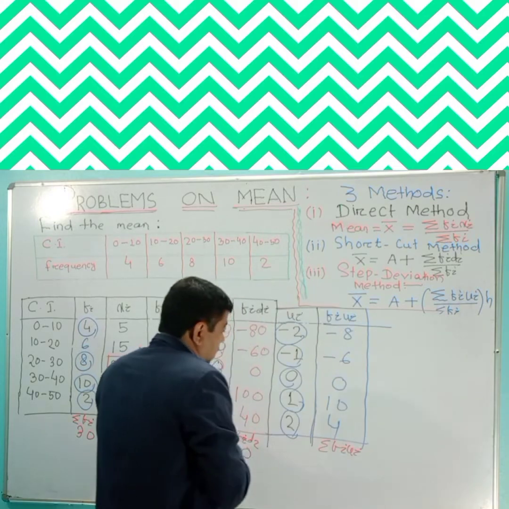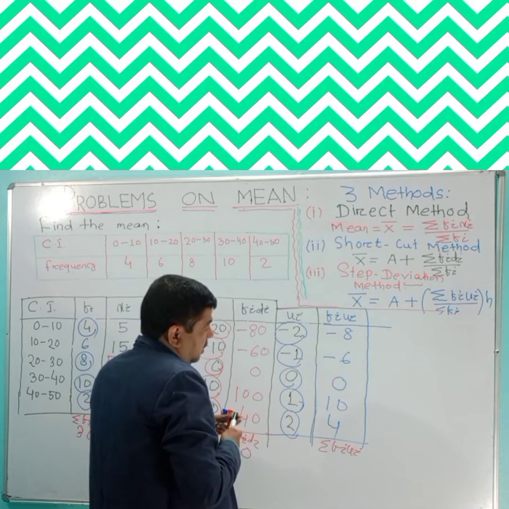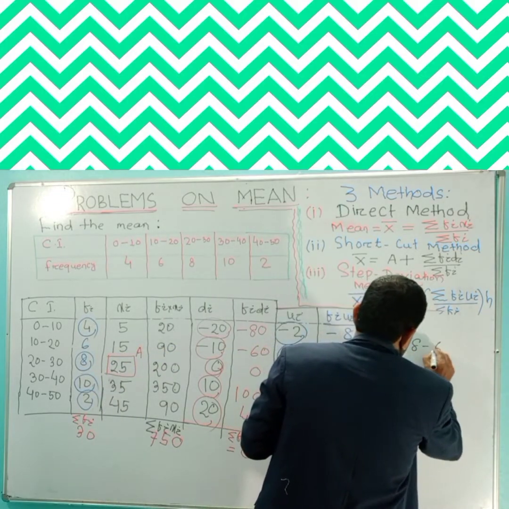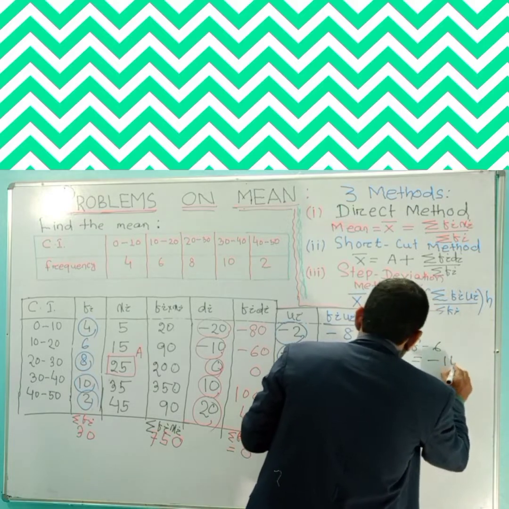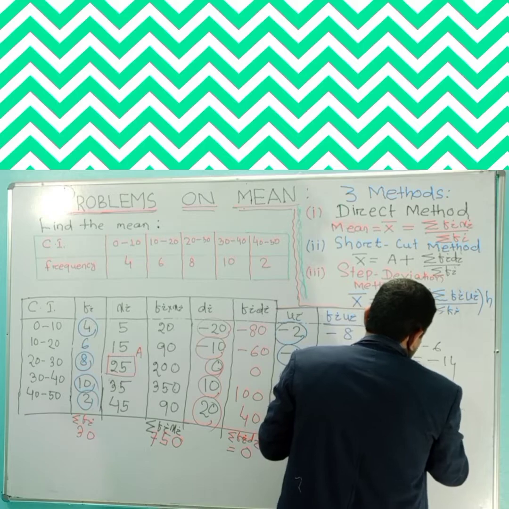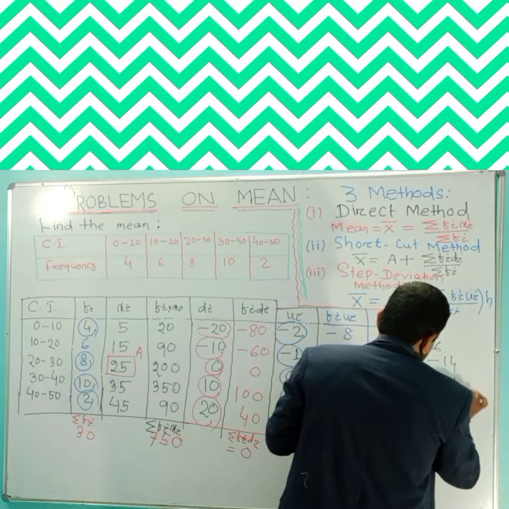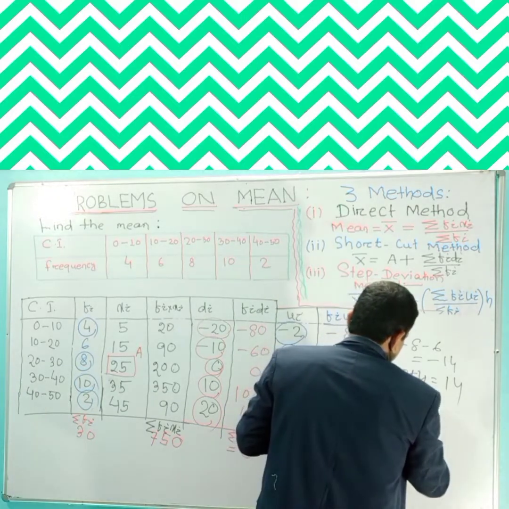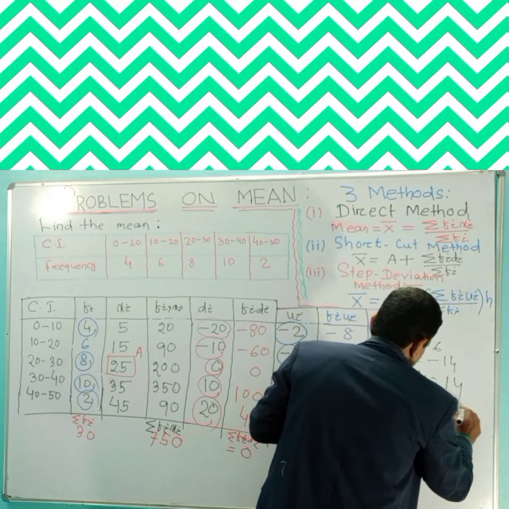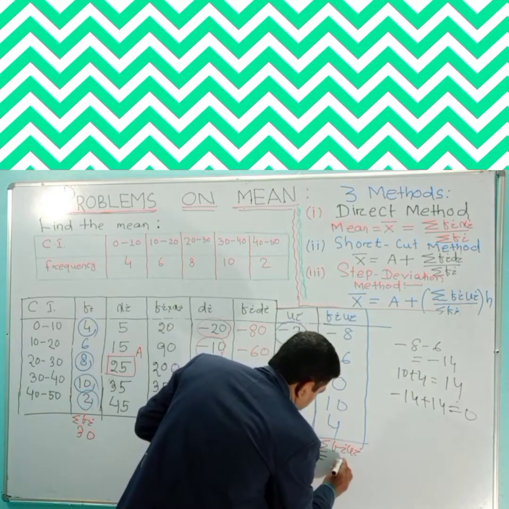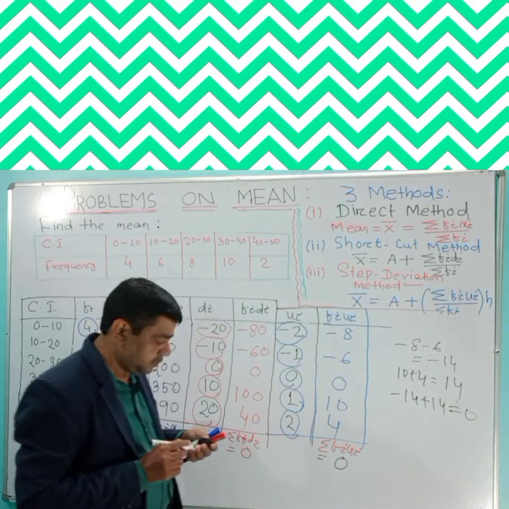So then add. Look here, minus 8 minus 6 is minus 14. And here 10 plus 4 is 14, plus 14. If you add minus 14 plus 14, it will be 0. So here the summation of fi ui is also coming 0.